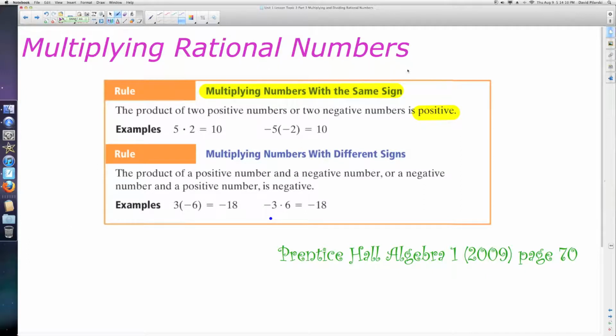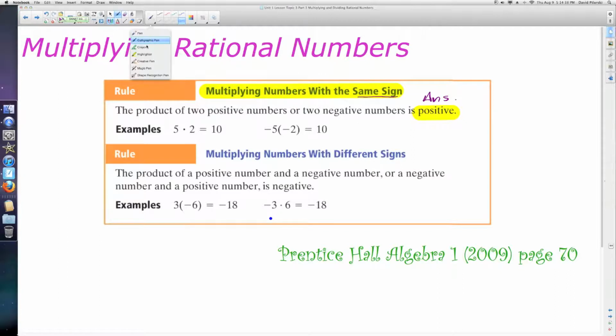Numerically speaking, 5 times 2 is equal to 10. More specifically, positive 5 times positive 2 is equal to 10. We just don't need to put the positive sign or say it. In this case, -5 times -2 is equal to 10. That's a positive 10. Notice when they're the same sign, the answer is positive.